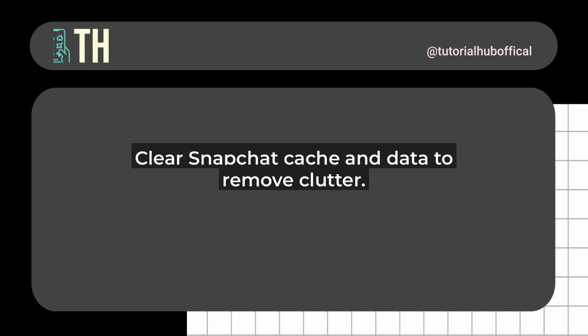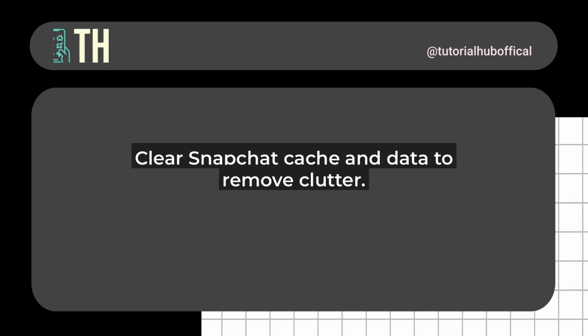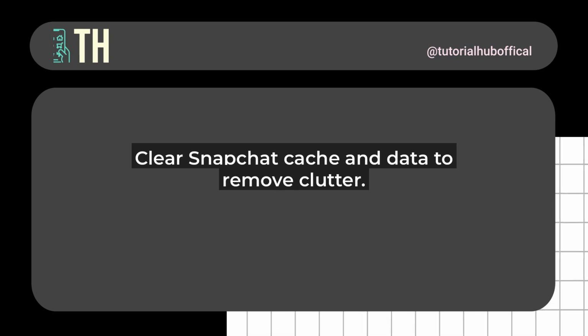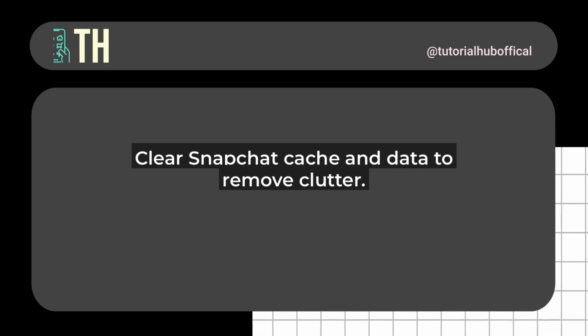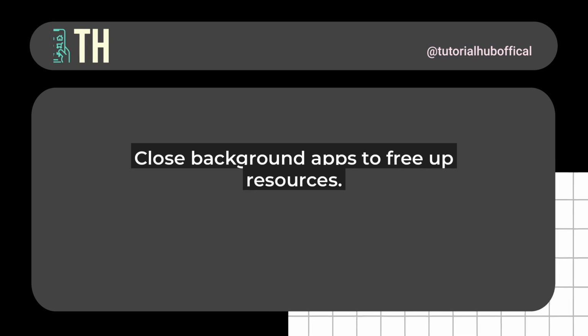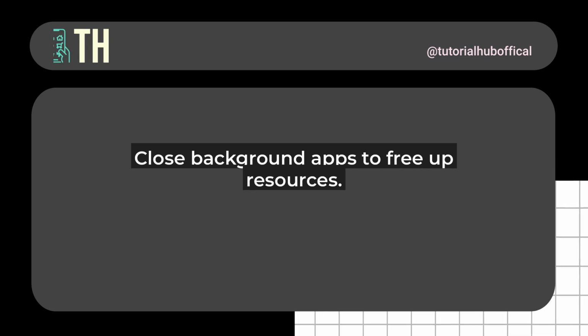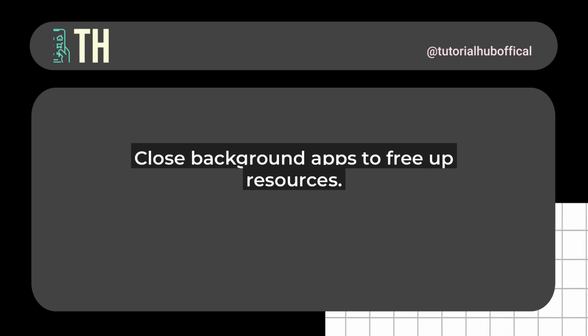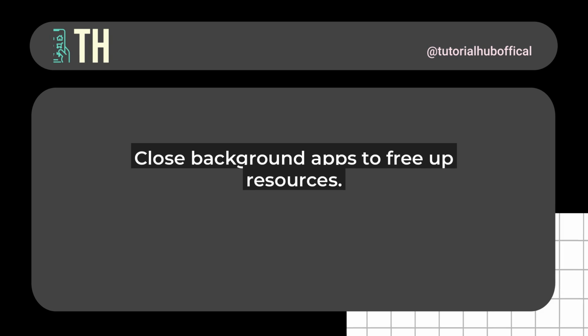Now, let's clear out some clutter. Open your phone's settings, go to Apps or Applications, find Snapchat, and select Storage or Cache. Tap on Clear Cache and Clear Data to remove temporary files that might be causing the slowdown. Be warned, you'll have to log back in, but it's worth it for better performance.